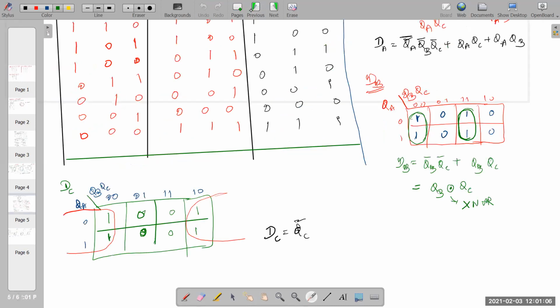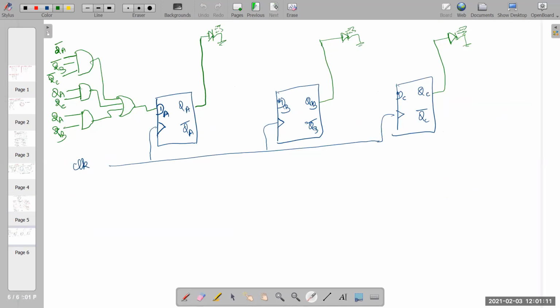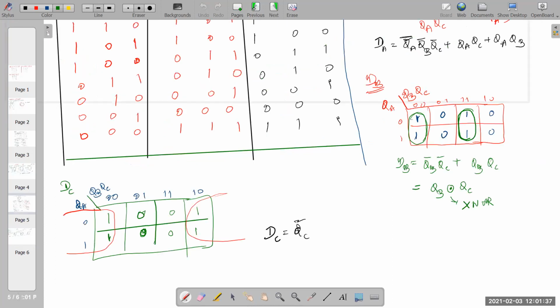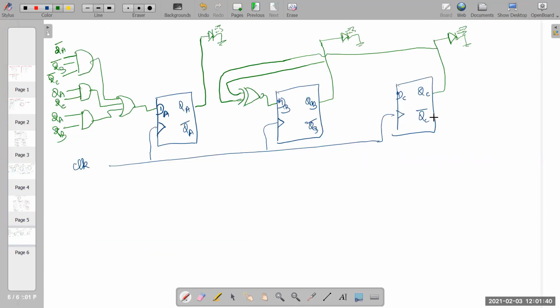Right? Then what is DB? DB is QB, QC is XNOR operation. That you can do. What is XNOR gate? So this is my XNOR gate. QB and QC, we have to XNOR. QB I am taking. QC is coming here. Okay, right. What about DC? DC equal to QC bar. QC bar is here. So I can take it.